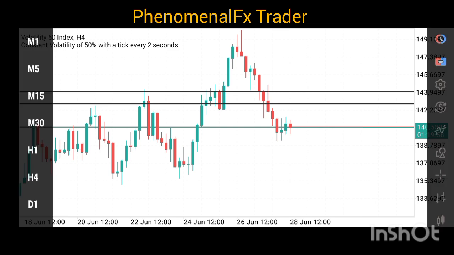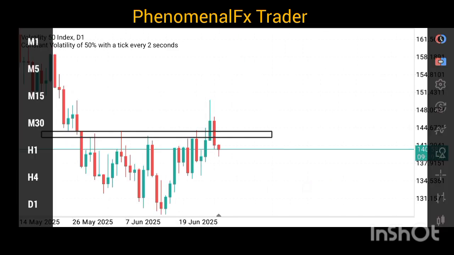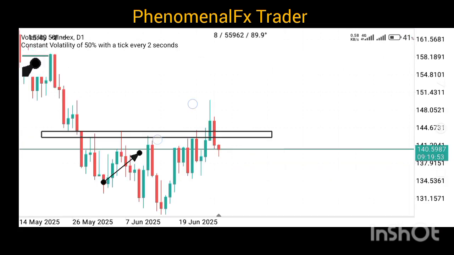Then if you go to the daily time frame, you will see the daily candlestick actually broke and closed above this zone. Then the next candlestick did what? You see, it closed below.